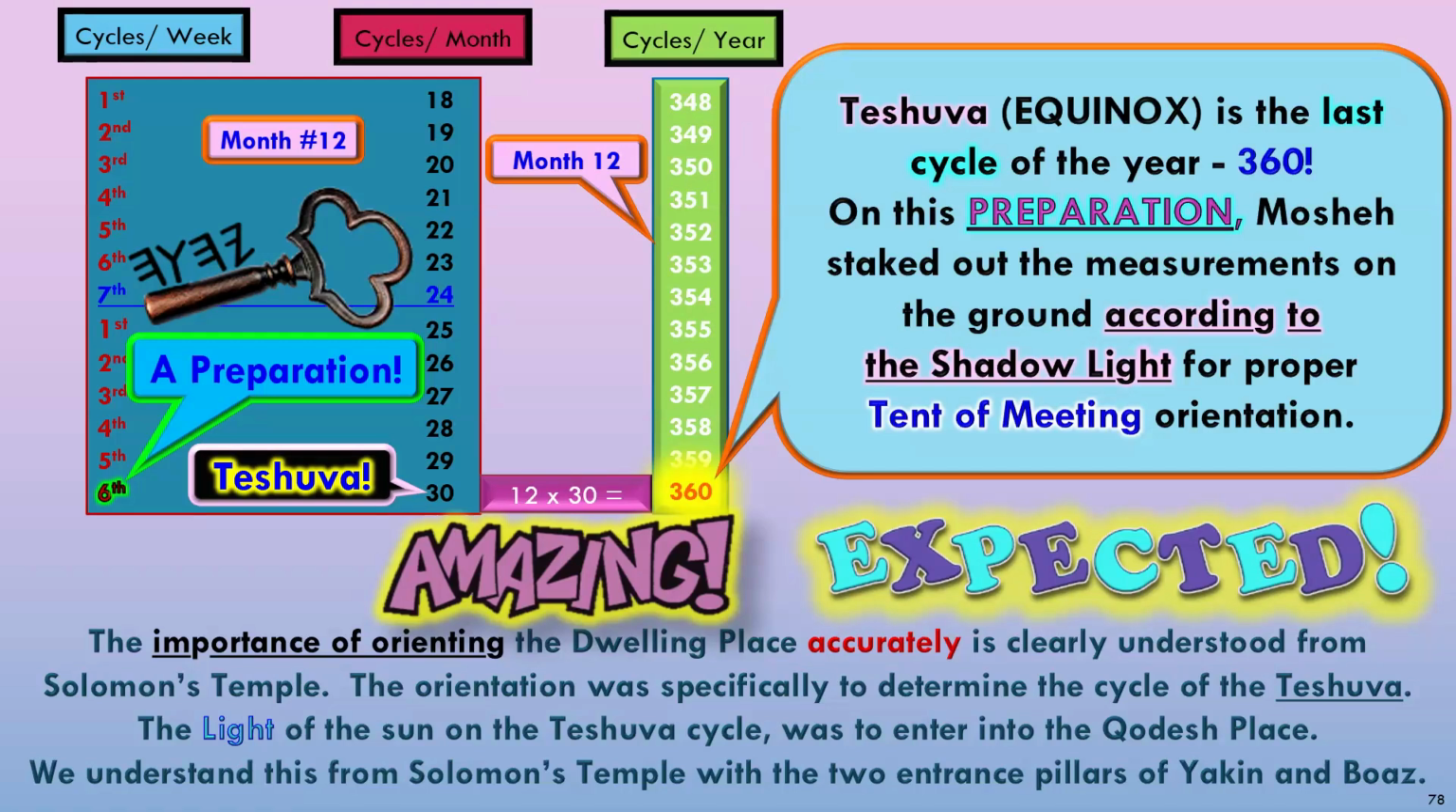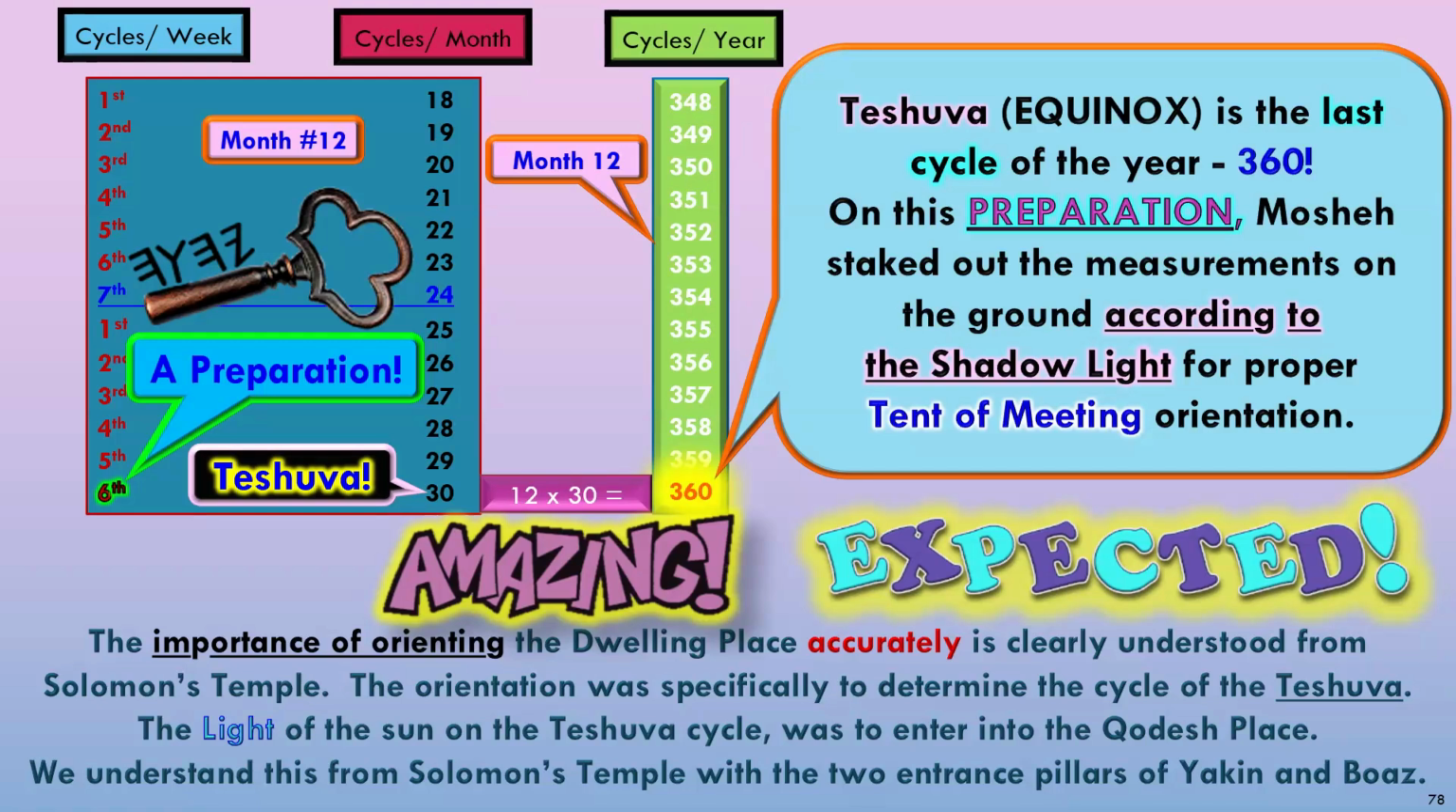documentation that we read by Julian Morgenstern, where the light went in through the gate and into the very specific place in the temple on 2 specific days of the year, the days of Teshuva. The orientation was specifically determined to determine the cycle of Teshuva. Accuracy. Yahuwah is accurate at all times. The light of the sun on the Teshuva cycle was to enter into the Kodesh place. We understand this from Solomon's temple with the 2 entrance pillars of Yachin and Boaz.